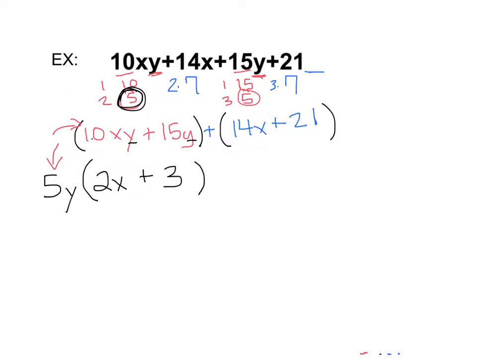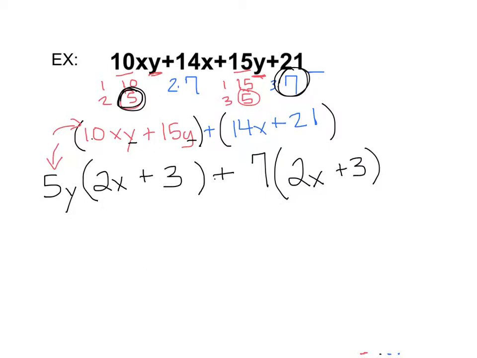Moving on to the second half of my problem, 14 and 21 we already said shares the factor of 7, so I'll factor out that 7. We don't have an x to factor out, so I'll leave it as that. 14x divided by 7 gives me 2x, and 21 divided by 7 gives me positive 3.